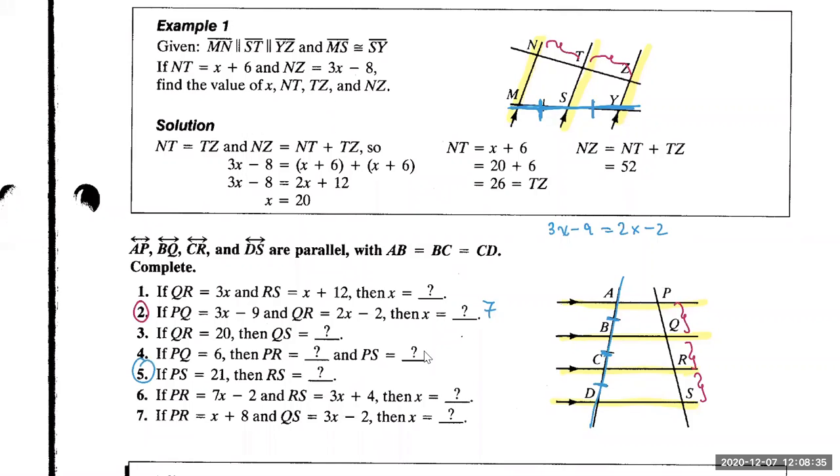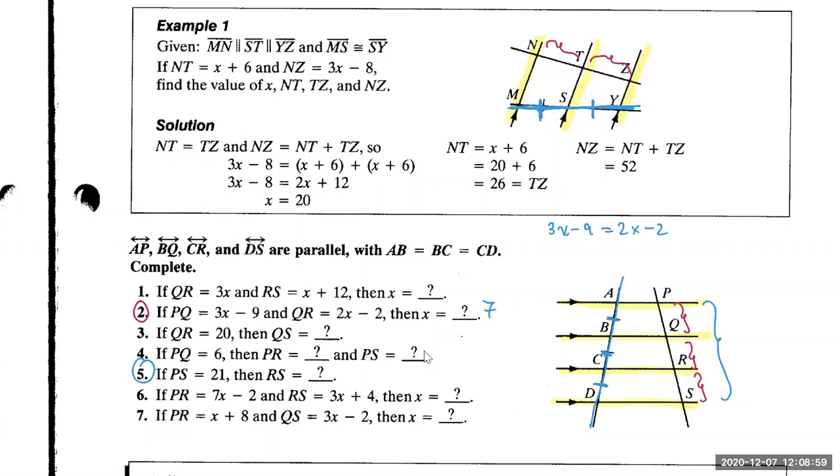For number 5, this time they tell you that PS is equal to 21. PS being this is equal to 21. What is RS equal to? If PS is equal to 21, what do you guys think RS is equal to? Go ahead and type into the chat. Wow, you guys are on it.